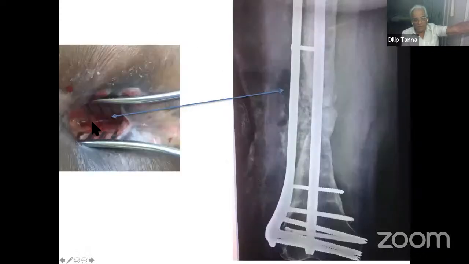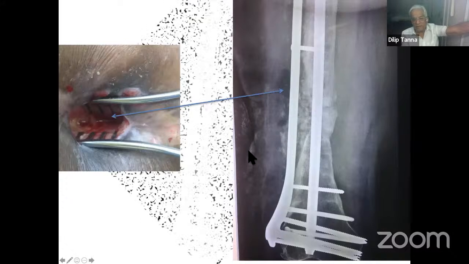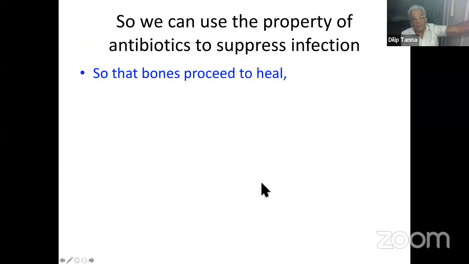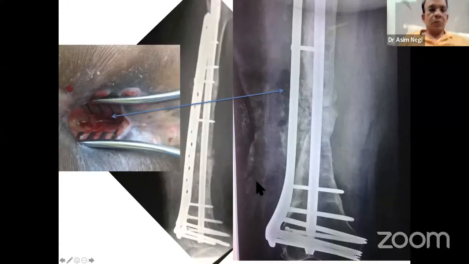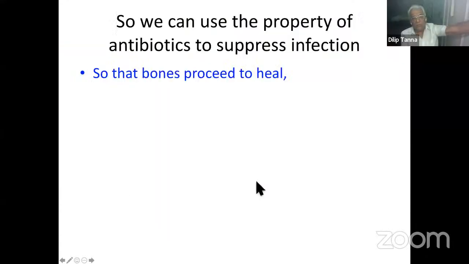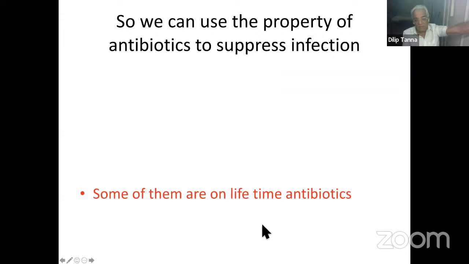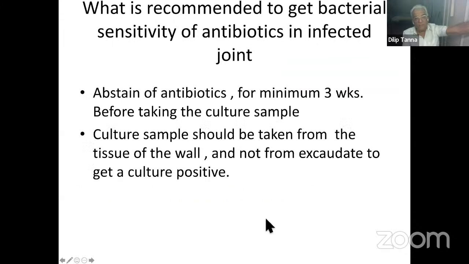You can see it over here. There was a sinus, but ultimately the fracture healed up and things became perfectly all right because there was control of the stability part of it. So we can use the property of antibiotics to suppress infection so that the bones proceed to heal. At times in knee replacement, when infection occurs, the patient is not fit enough for a two-stage surgery, and is treated with antibiotic-induced suppression to carry on with no pain. Some of them are on lifetime antibiotics.